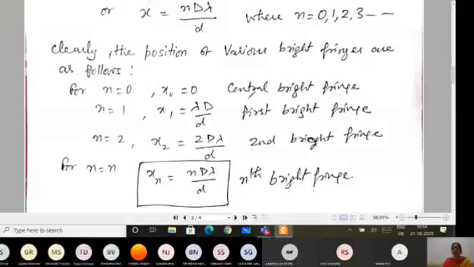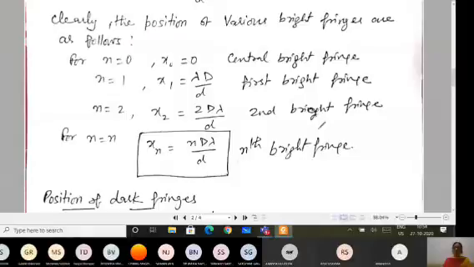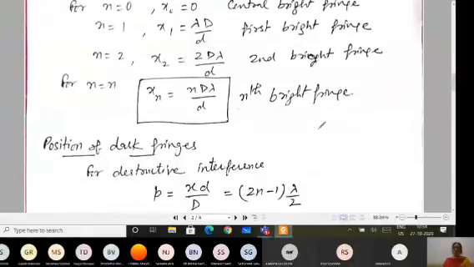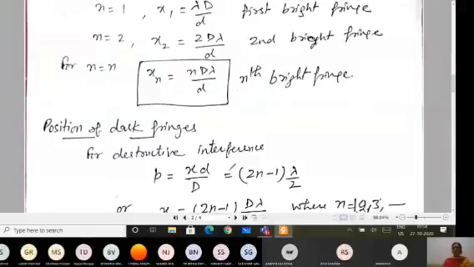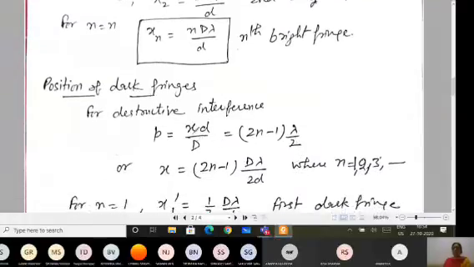So I will be getting bright fringes, and in between the bright fringes I am getting the dark fringes. That also can be proved mathematically by taking the condition for destructive interference, the path difference should be equal to (2n minus 1) lambda by 2. But the path difference we have calculated: path difference is equal to small x small d divided by capital D. So from here you can get the position x, which is coming out to be (2n minus 1) D lambda by 2, with small d in the denominator.